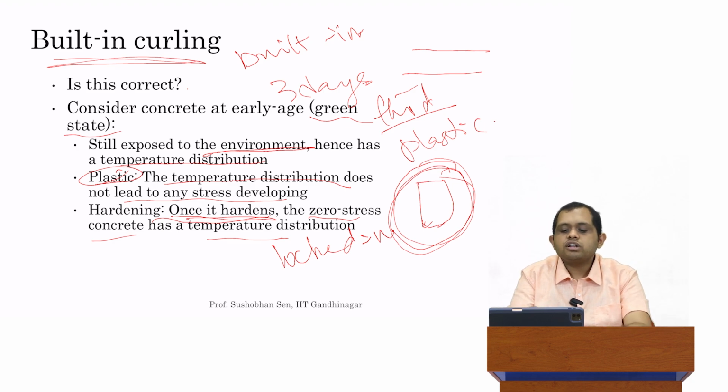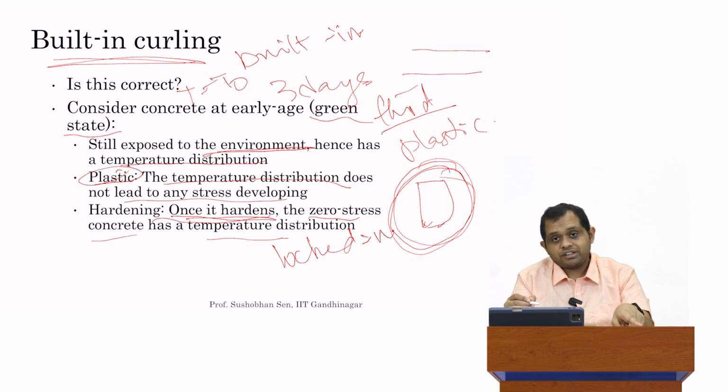So our reference condition is no longer T is equal to T naught. Our reference condition is T is equal to some temperature distribution. And so our stresses have to be calculated with respect to that reference condition and not with respect to the reference condition of T is equal to T naught. This phenomenon is called built-in curling.